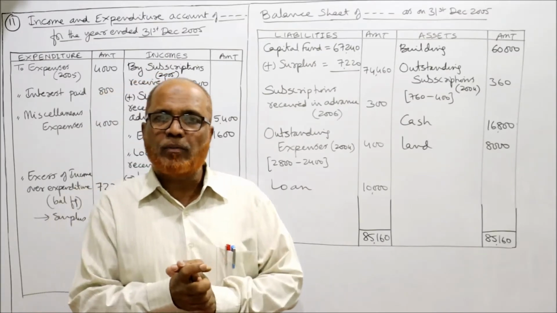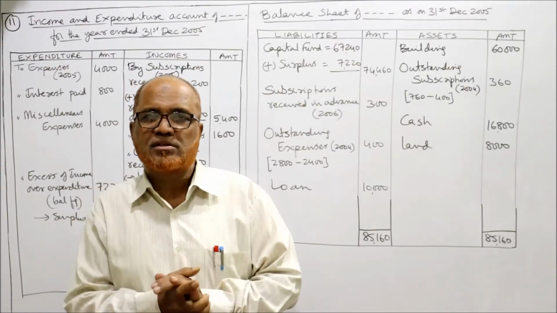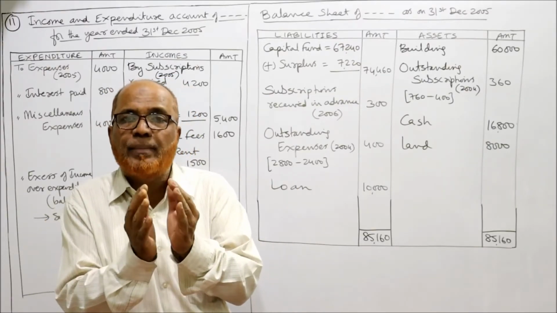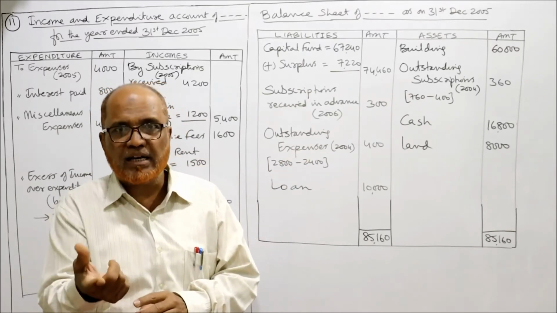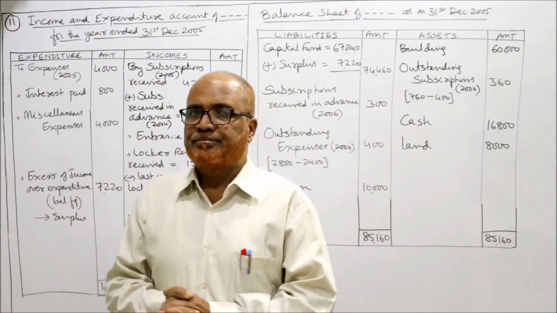So I told you every problem, almost the points are same except few points. So this problem particularly little bit complicated because we are comparing the last year with current year and finding out how much is the income and expenditure of current year. So we have completed problem number 11.